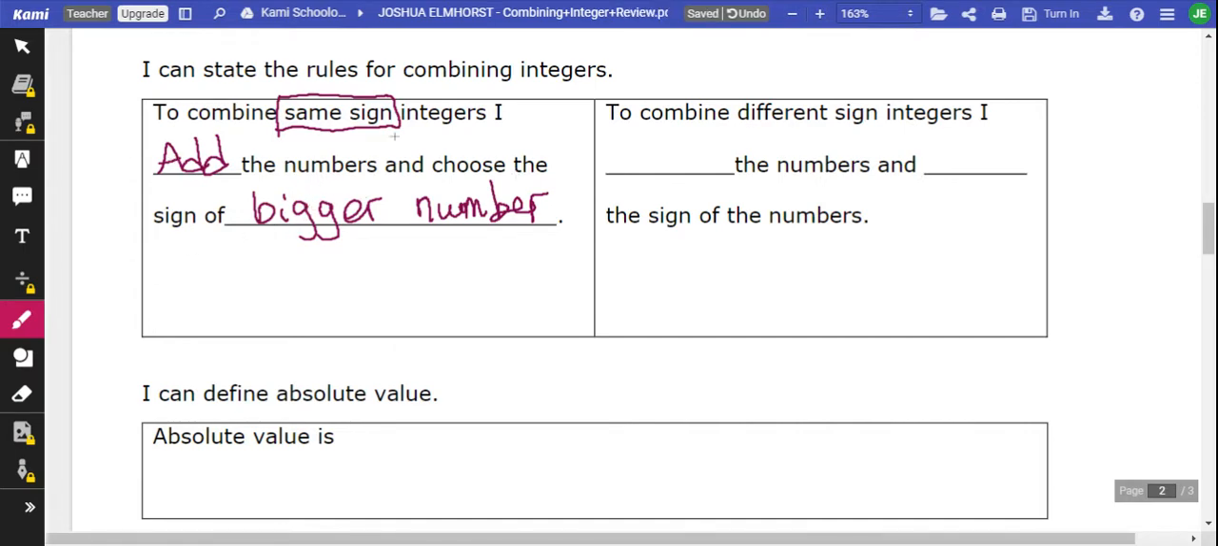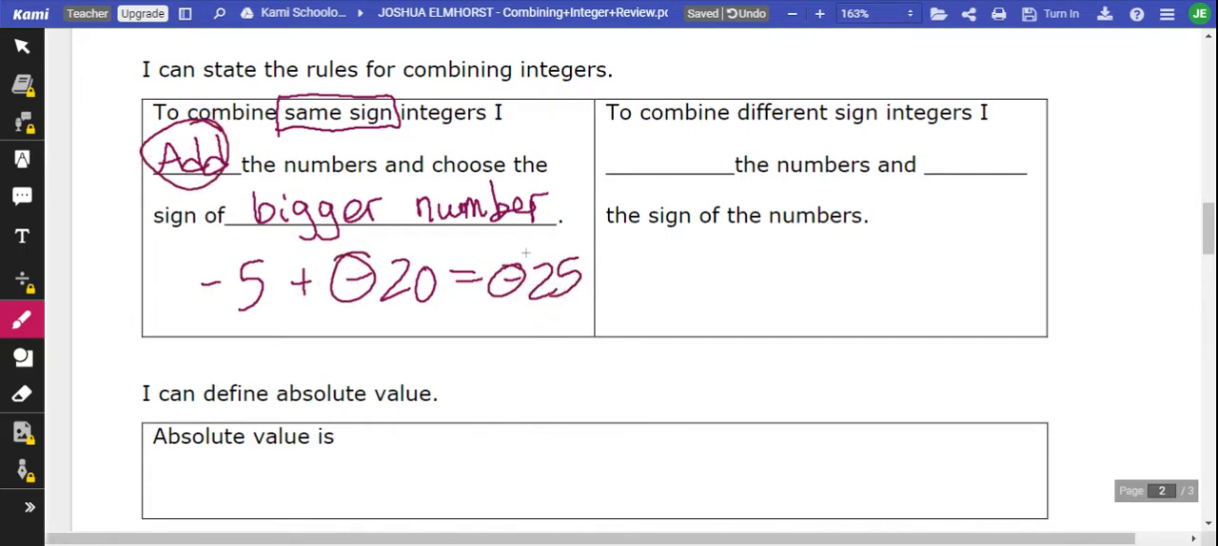Okay, so the same sign. If I have -5 and -20, we're going to add these numbers, negative 25, and then keep the sign of what you have more of.